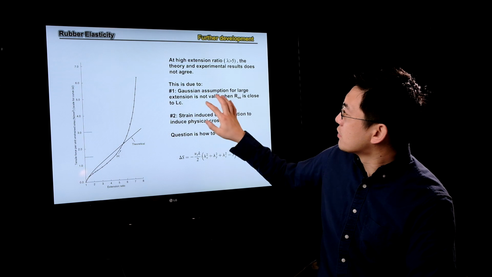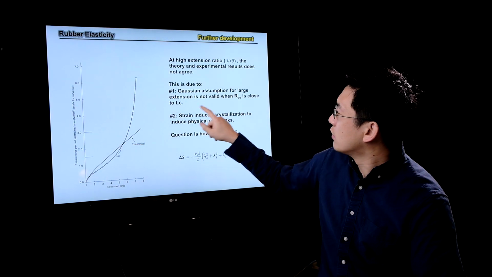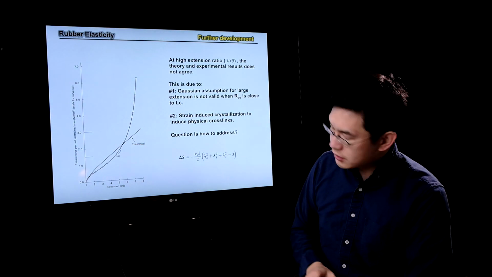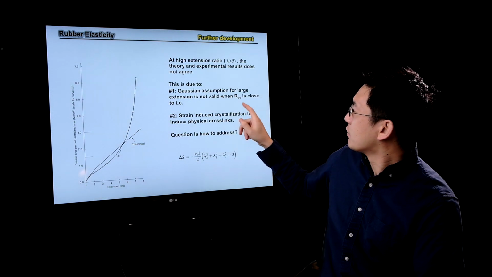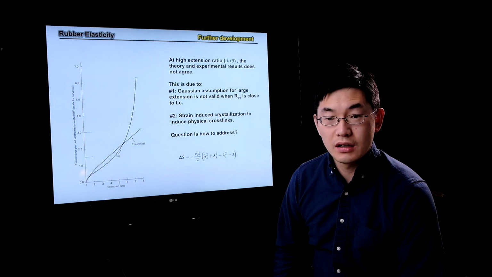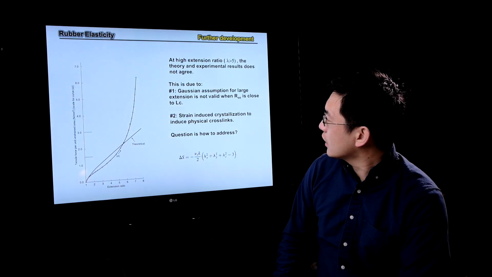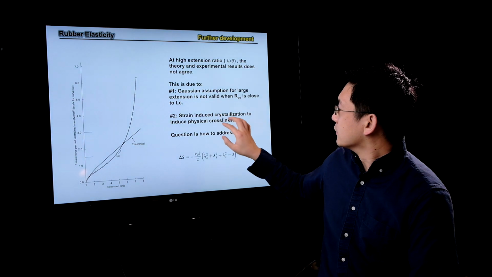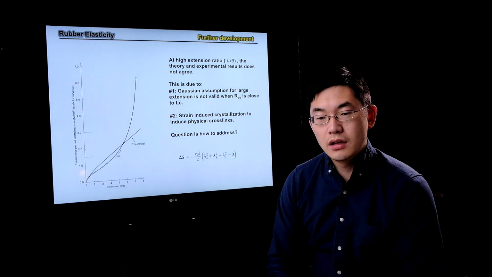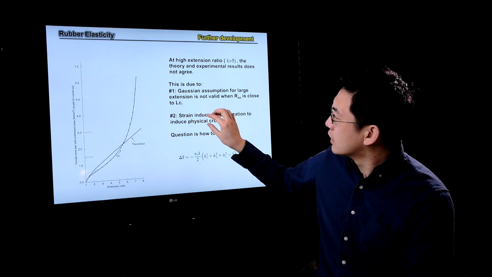We discussed this is pretty much due to the Gaussian coil assumption. The Gaussian coil assumption is not valid when R_EE is close to L_C. The second is that strain-induced crystallization can happen. The first one is easy to understand.